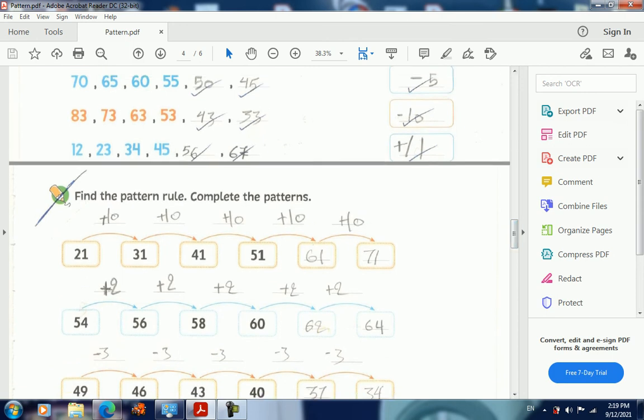So 70, 65, 60, and 55. So if we take away 5 from the 70, it becomes 65. And if we take 5 from the 65, it becomes 60. Then we take another 5, it becomes 55. So the rule here is taking away 5 or minus 5. So 55 minus 5 equals 50, and 50 minus 5 is 45.